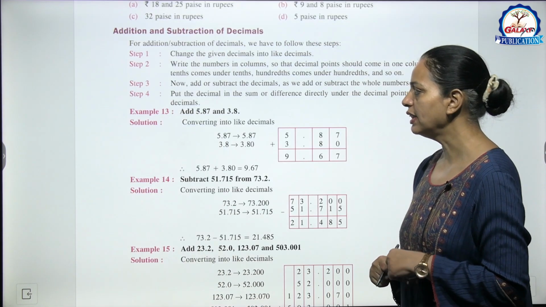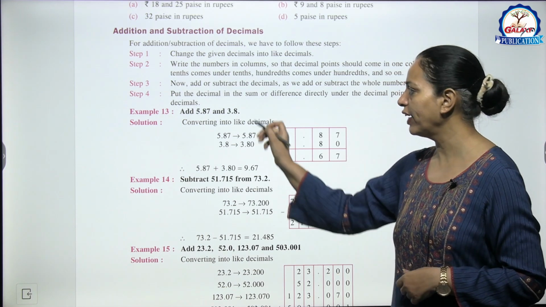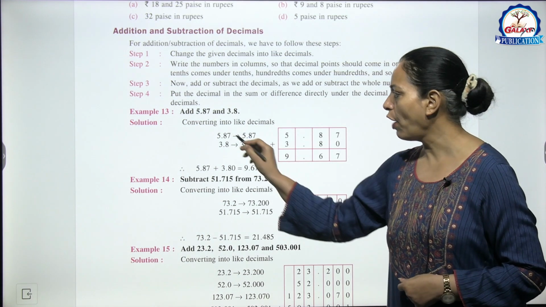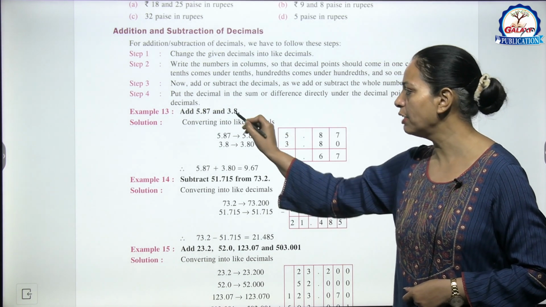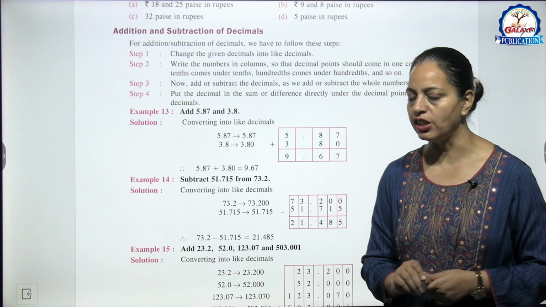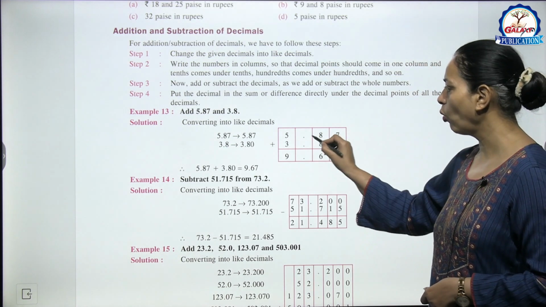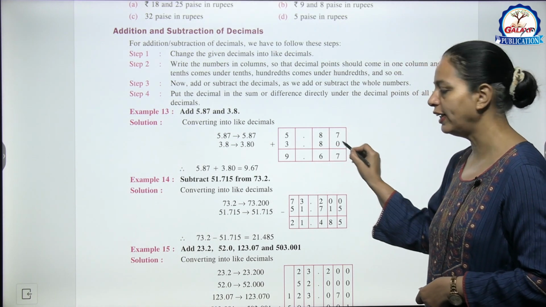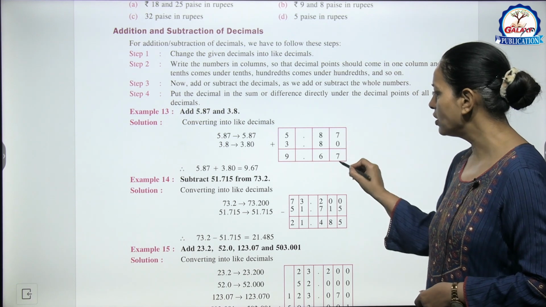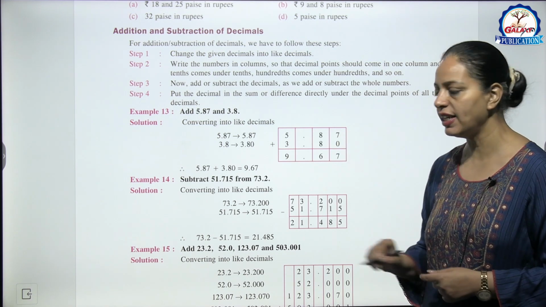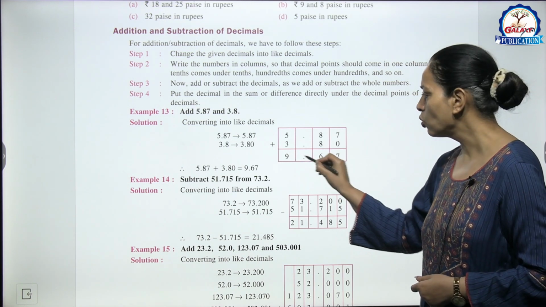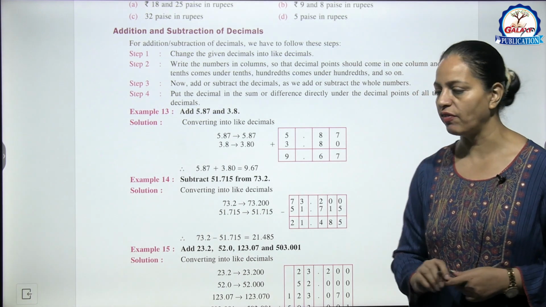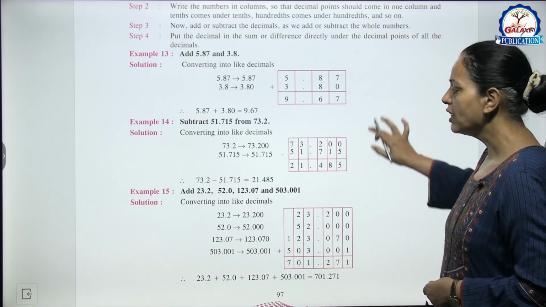Now example 13, add 5.87 and 3.8. So 5.87 as it is, change into like decimals, it becomes 3.80. So now write it 5.87, 3.80. Add: 7 plus 0, 7; 8 plus 8, 16, 1 carry; 5 plus 3, 8 and 1, 9. So 9.67.